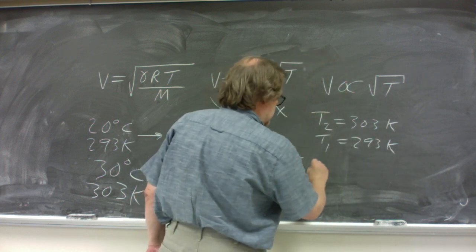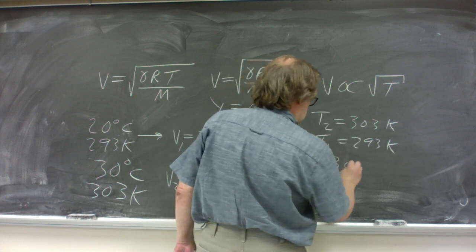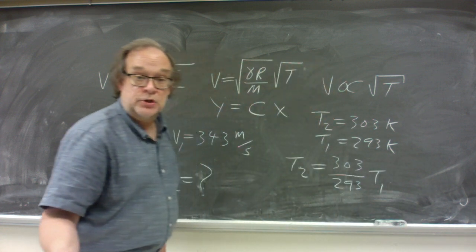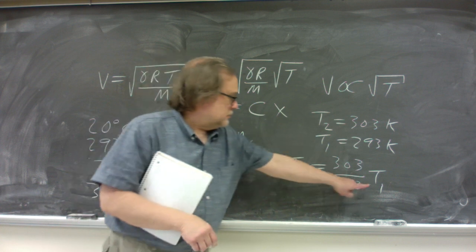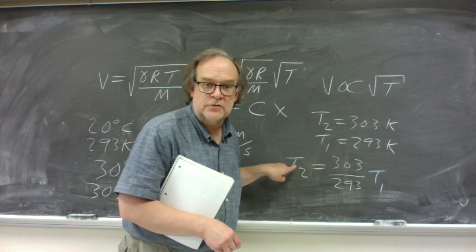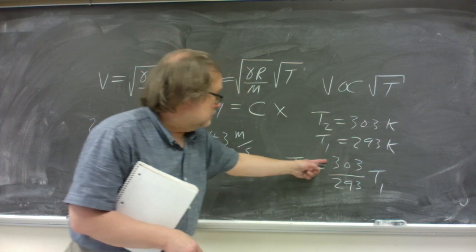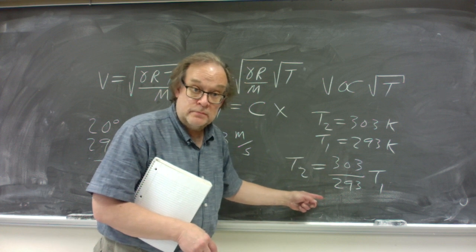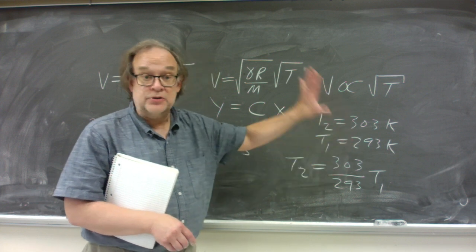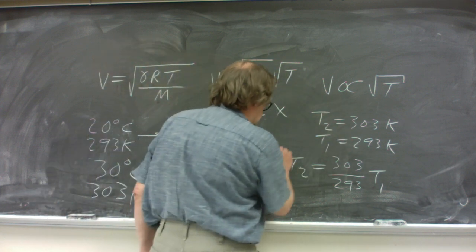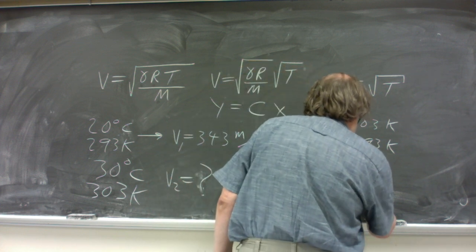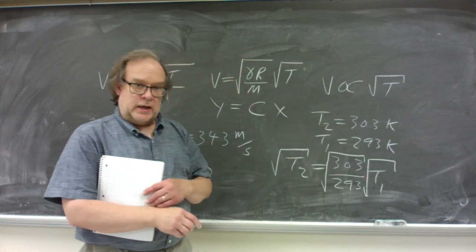So new temperature is just 303 over 293 times the old temperature. The old temperature itself was 293. So divide by 293, multiply by 303, that gives us 303 for the new temperature. So here's the factor by which temperature changes. We want to know the factor by which square root of temperature changes, so just take the square root of the whole equation. And there we have it.